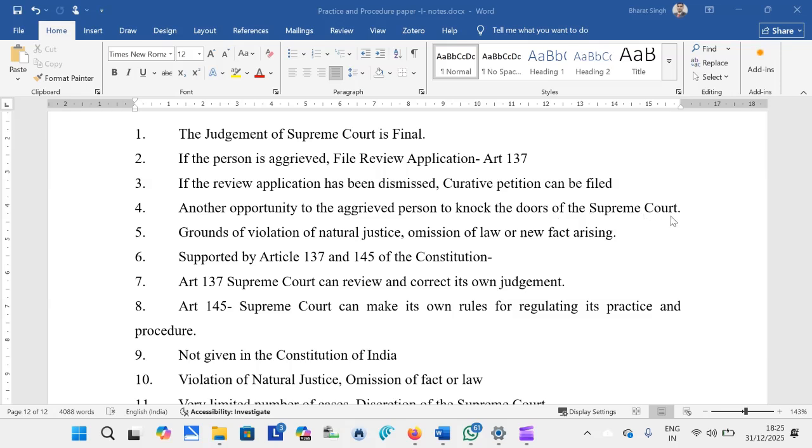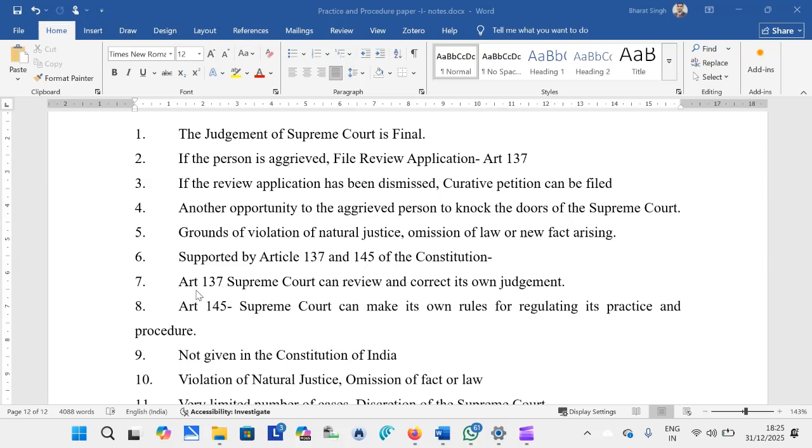And generally, the grounds for filing a curative petition are violation of natural justice, omission of law, or a fact which was not presented before the court or has missed the sight of the court. Now, the review application is generally supported by Article 137. However, the same provision also supports a curative petition to be filed before the Supreme Court along with Article 145.